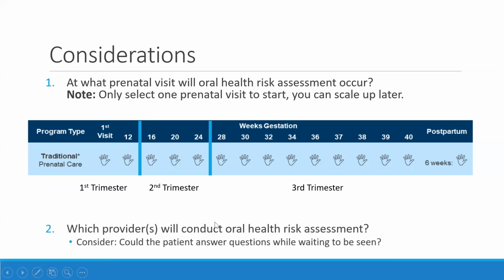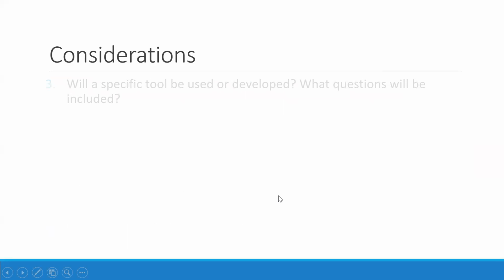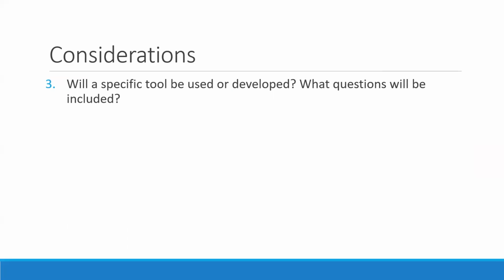Consideration number 2, which provider or providers will conduct oral health risk assessment? And could the patient answer questions while waiting to be seen to make the process more efficient? Consideration number 3, will a specific risk assessment tool be used or developed? And what questions will be included? We'll show some examples in just a minute.